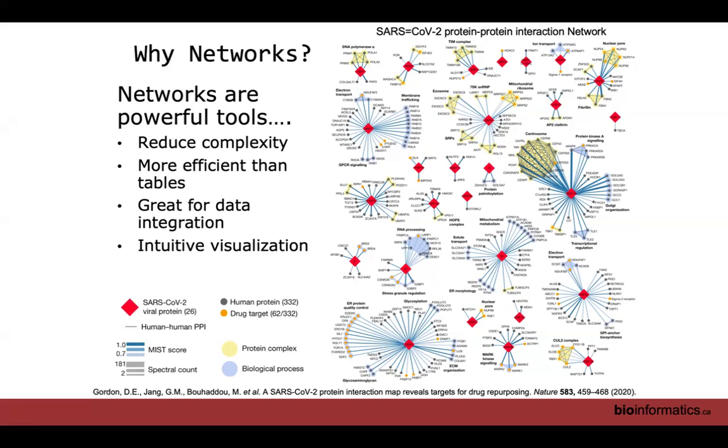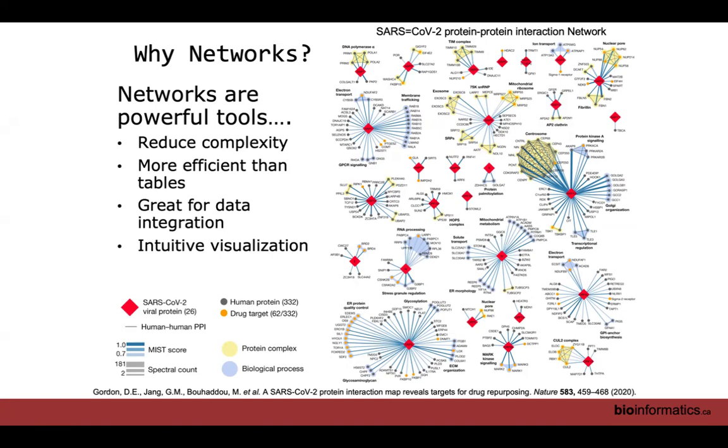So what I have pictured right here is a SARS-CoV-2 pull-down experiment from a few years ago, from 2020. And what you're seeing here is the results of this pull-down experiment. The red nodes are SARS-CoV-2 viral proteins that were used for this pull-down, and any edge is a protein that we found that it interacts with.